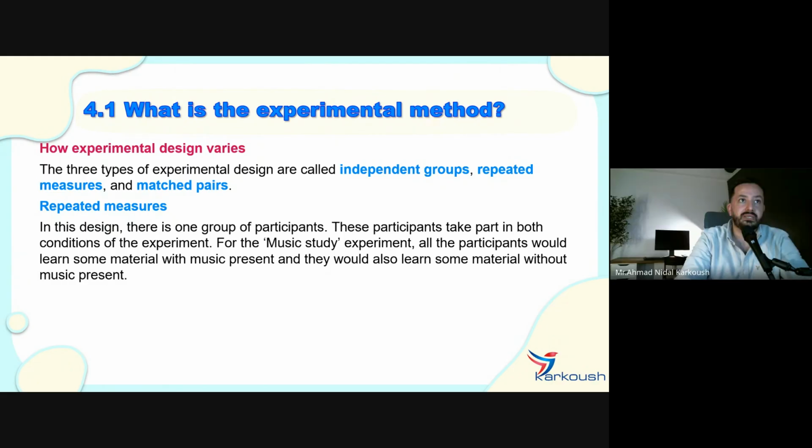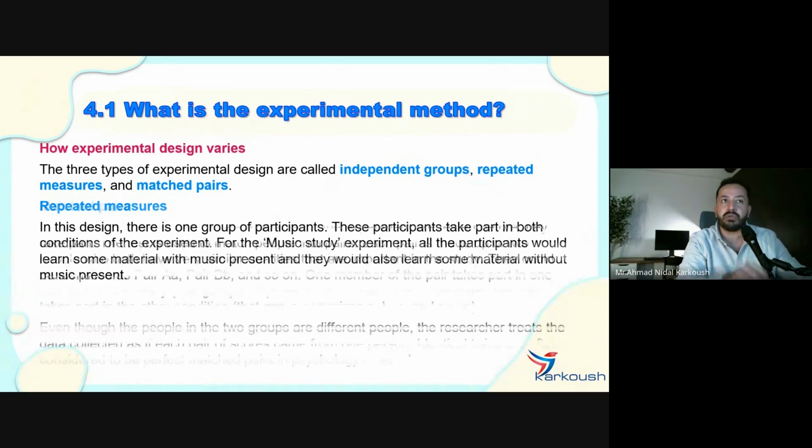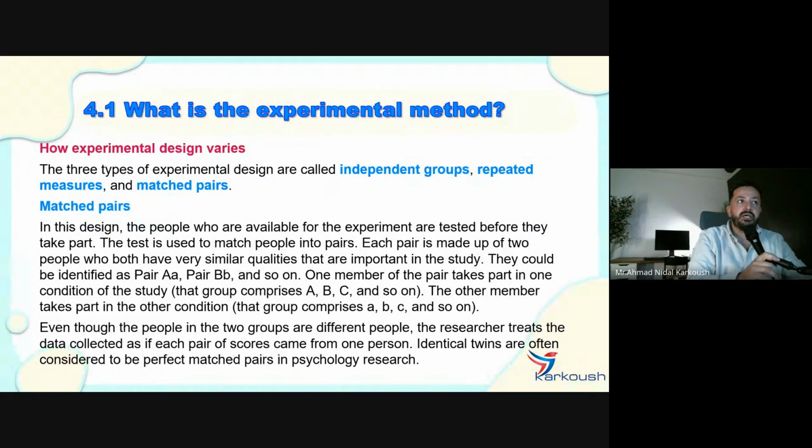Exactly. In the repeated measures design, there is one group of participants, and these participants take part in both conditions. So when we have the music study example, as you said, well done, all the participants would learn some material with music present, and they would also learn some material without any music present. Well done.